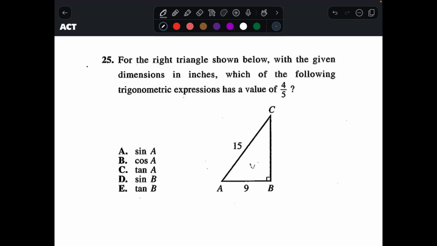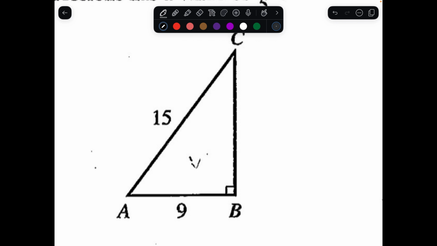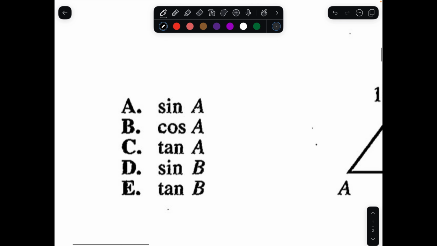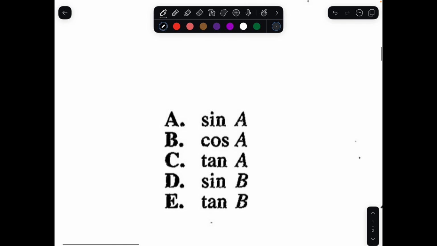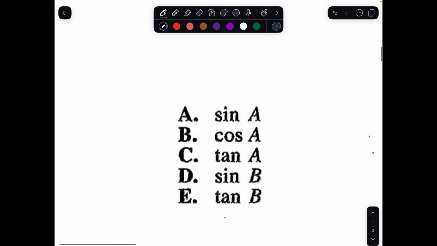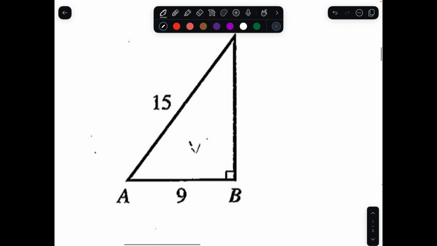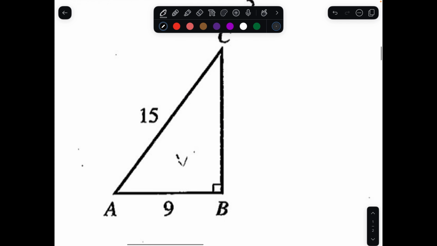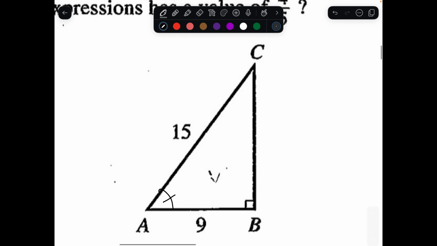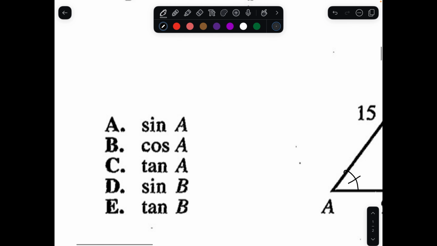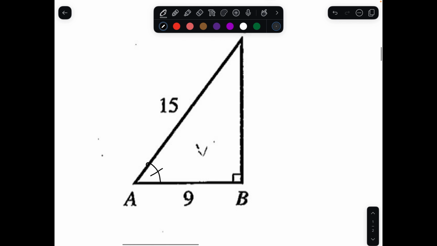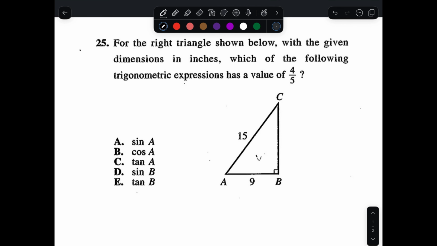So for this problem, what I would do first is figure out BC, because if we look at our answer choices, if we want to find the value of sine A, we're going to need to use the side BC. It's going to be the opposite, right? Opposite over hypotenuse. That's how you find sine of A. The opposite side in this case is BC, and we might need it for the other answer choices as well. So let's find out what BC is.